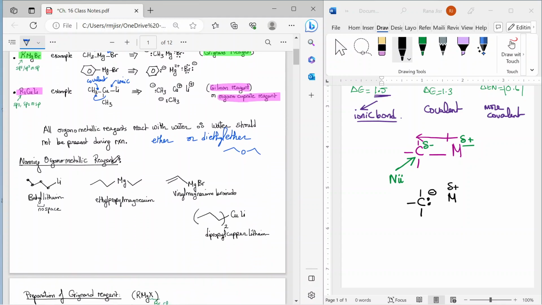When you want to name these organometallic reagents, all you need to do is name the carbon chain first, and then the metal comes at the end. So here I have a 4-carbon chain, so it's going to be a butyl, and then you put lithium. There is no space between the carbanion and the metal name. Over here I have a vinyl group. So this is going to be a phenyl. You have your magnesium, and then it's going to be a bromide.